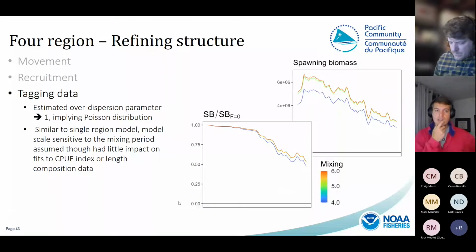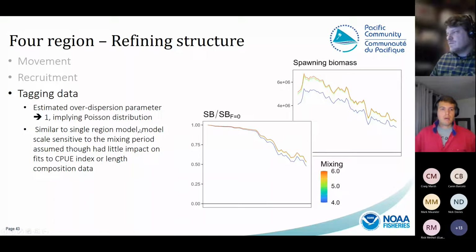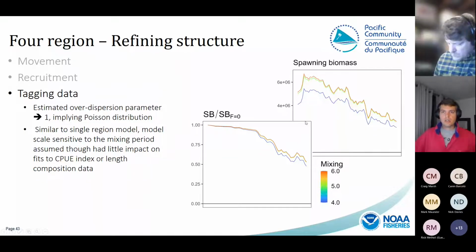For the tagging data, that estimated overdispersion parameter went pretty much straight to 1. So more of a Poisson distribution than a negative binomial, it would seem. And then similar to the single region model, the model scale was sensitive to the mixing period that was assumed, although it really had a negligible impact on the fits to the CPUE index or the length composition data. It pretty much was just changing your scale in terms of the biomass, which had a trickle-down effect into what you saw depletion to be, dynamic depletion.